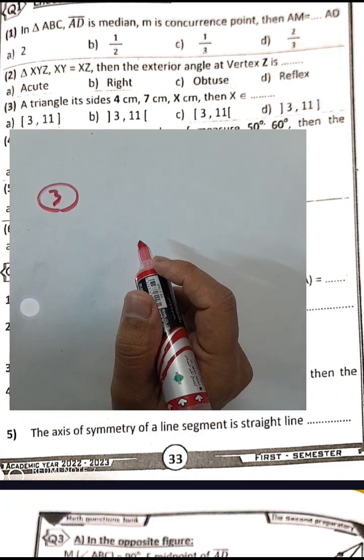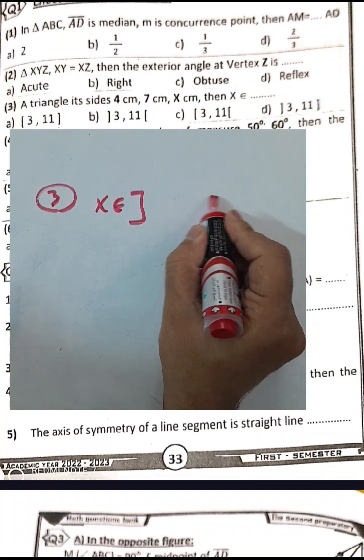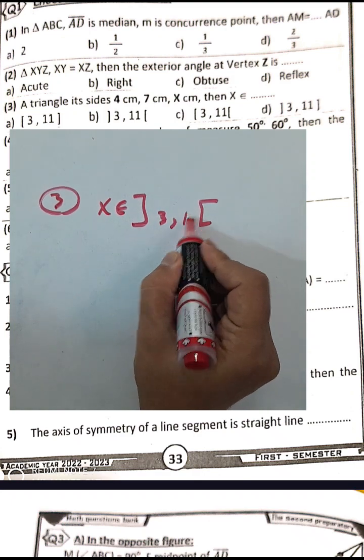Next question, number 3. A triangle has sides 4 and 7 and x centimeters. We can write the difference between two sides, 7 minus 4 equals 3, and 7 plus 4 equals 11.